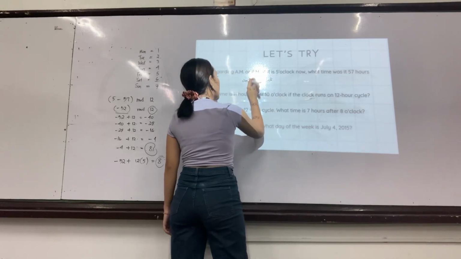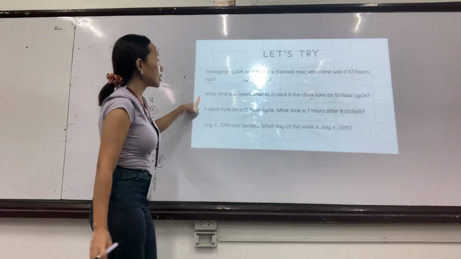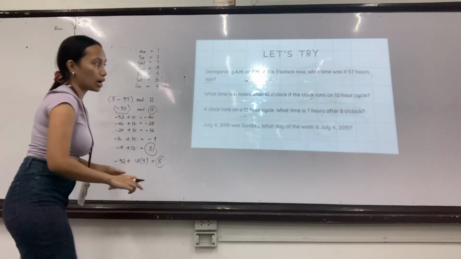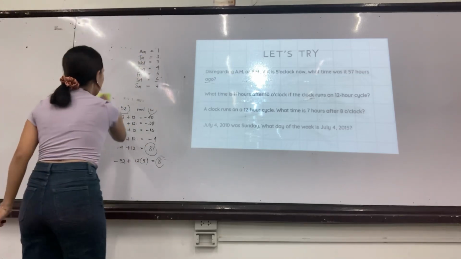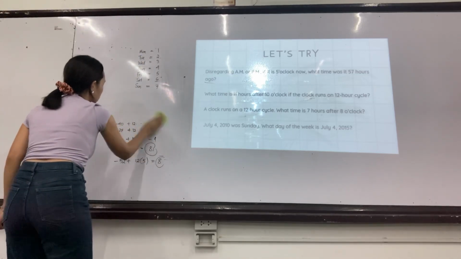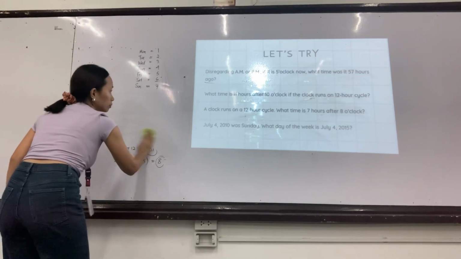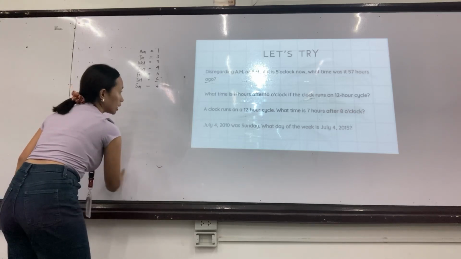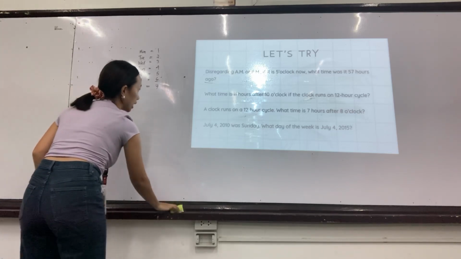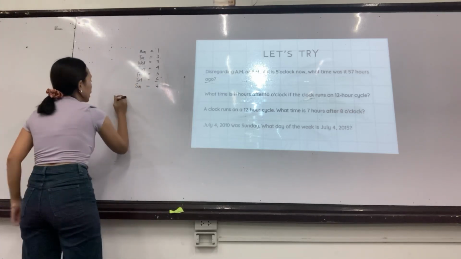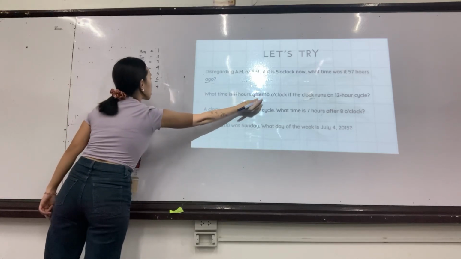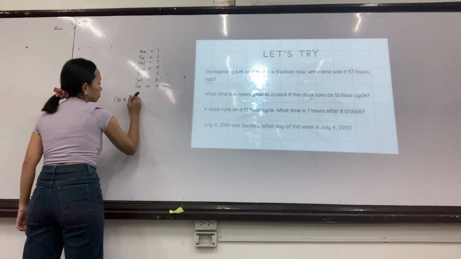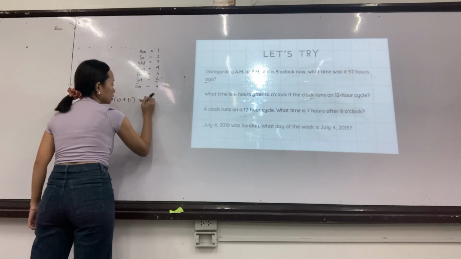So that's our answer for this number. Second one is, what time is 11 hours after 10 o'clock if the clock runs on a 12 cycle? So we are still using modulo 12, and our given there is 11 hours and 10 o'clock. So we write it then, after. So we are dealing with addition, then modulo 12.